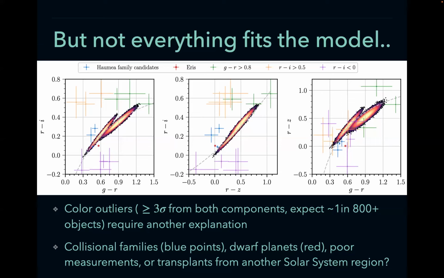The blue objects we know come from a collisional family. There's only 1 known in the TNO region, and collisional objects are expected to have differences in colors. So, hey, that's great. We can see that. The red object is Eris. It's a dwarf planet as big as Pluto. So we also expected to see differences there. But then there are other objects that are completely different. So basically, we need to figure out what's going on there.